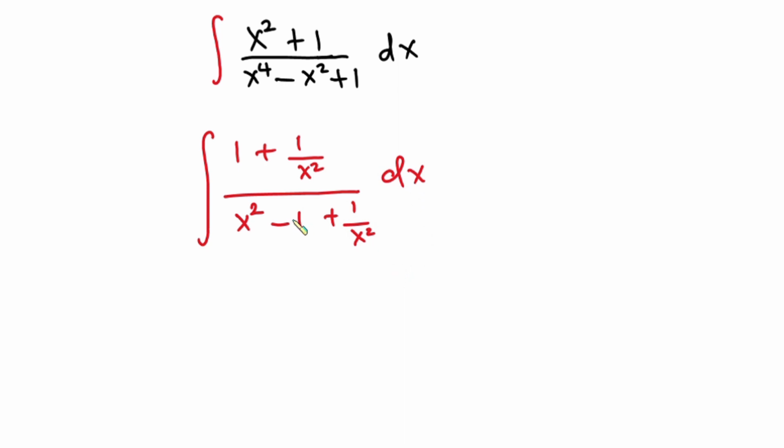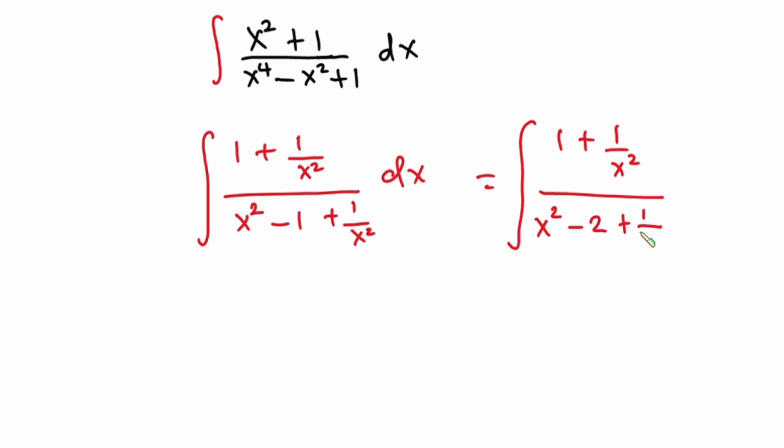Now here is still not -2, so let's make it -2, right? So we have the integral of 1 plus 1 over x to the second power divided by x to the second power minus 2 plus 1 over x to the second power. Now if you look at this whole thing, it's never equal to the previous one. To make them the same, let's add plus 1 here.